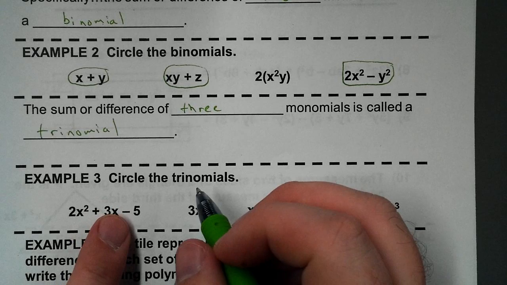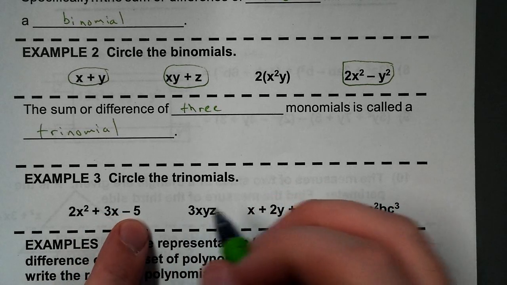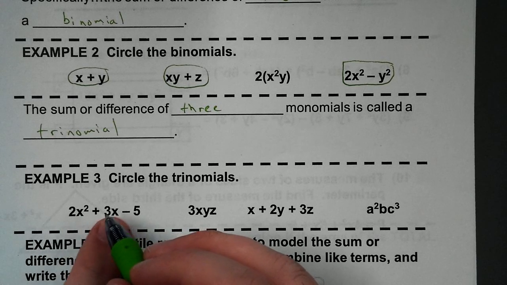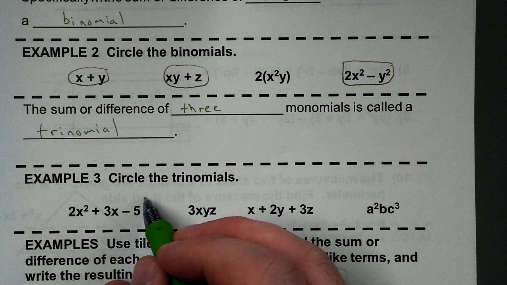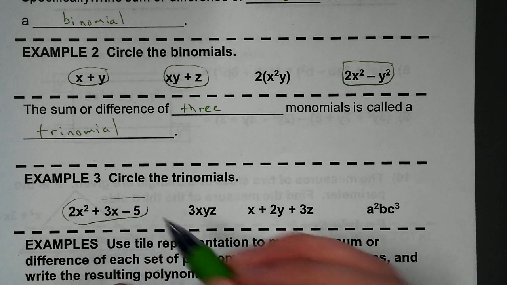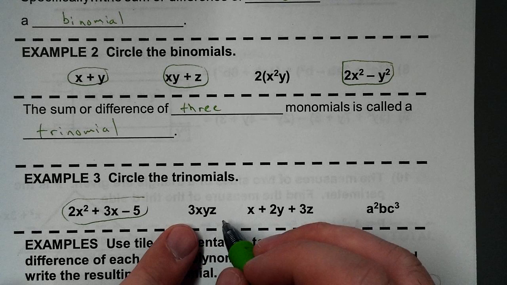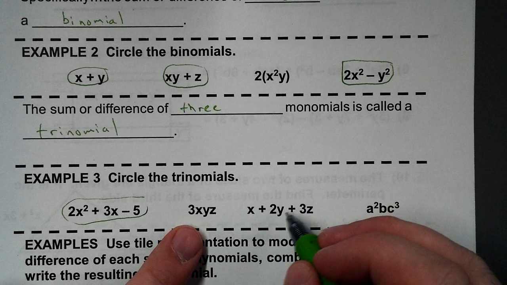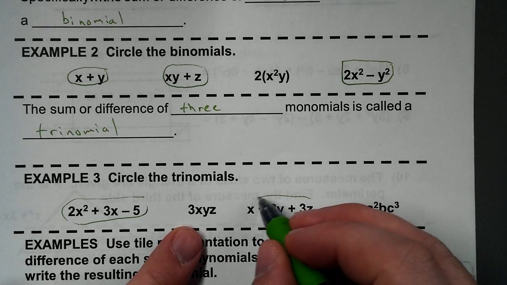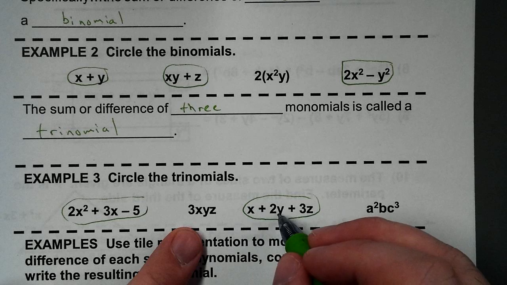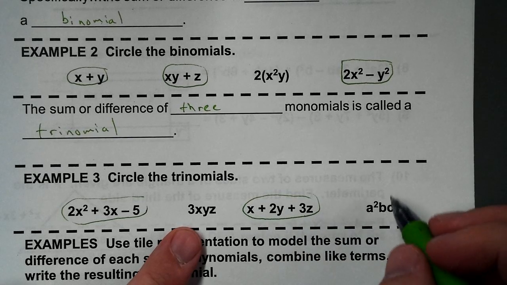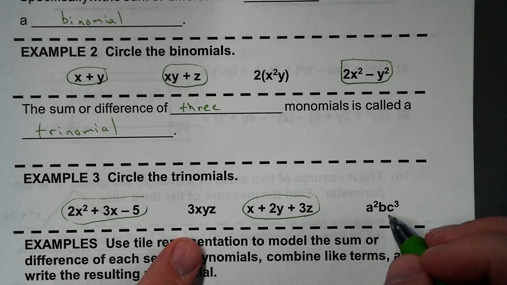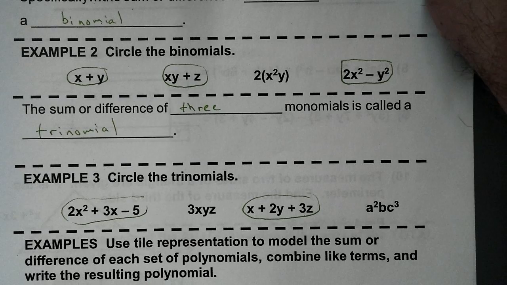Okay, remember the key here in binomials was the plus or minus. That's going to be the same thing with trinomials. So I've got one term here, plus two terms here, minus three terms. There we go. There's our three terms. That's a trinomial. 3xyz, even though there's three letters, they're all connected with multiply, so that's not. X plus 2y plus 3z, one term, two terms, three terms, separated by minus and pluses. A squared bc to the third, it's all one term because you don't see the plus or minus.